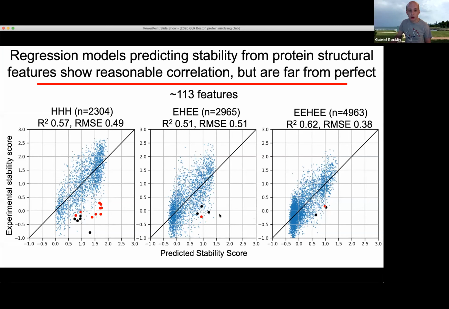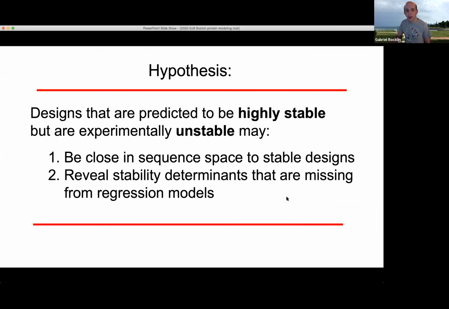So anyway, I'm highlighting these designs that are experimentally way less stable than they're predicted to be. What we hypothesized was that designs that are predicted to be very stable but are experimentally unstable might be close in sequence space to stable designs. And also that if we study these designs, they might reveal stability determinants that are missing in the regression models. The regression models are saying that they should be stable, but they're not. So hopefully if we study them, we can figure out what the regression models are missing.